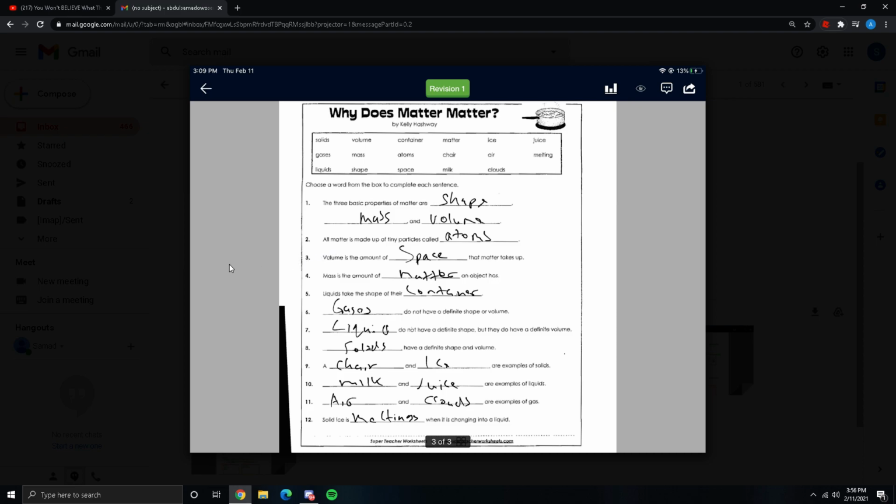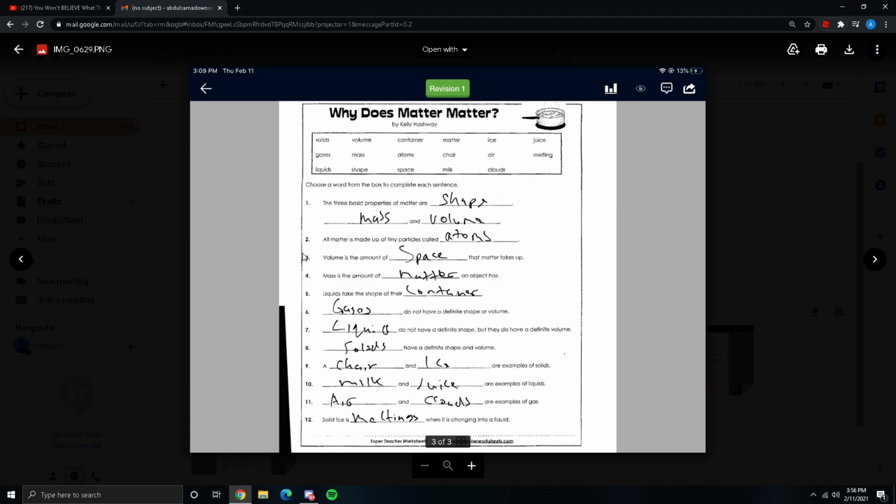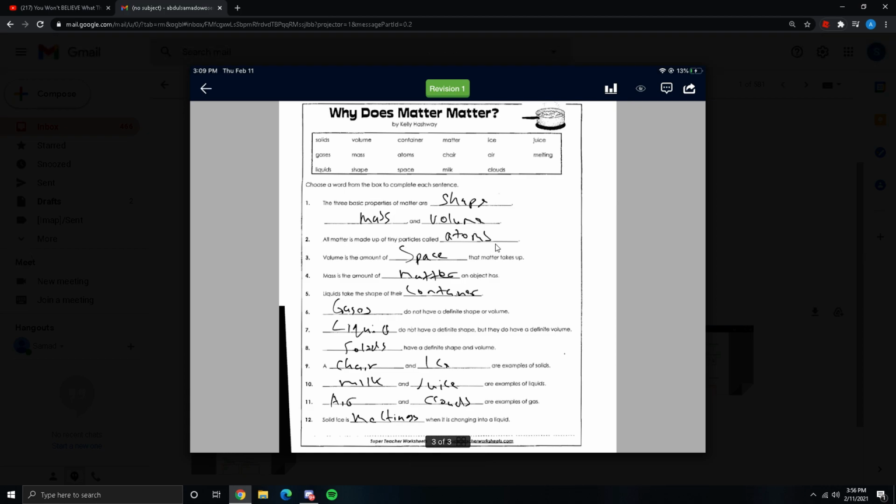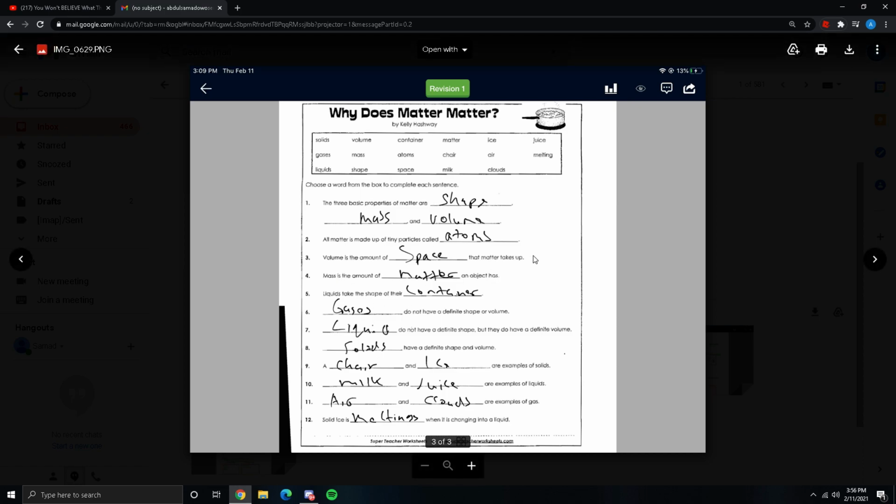This is also one of my first things I learned in January. The three basic properties of matter are shape, mass, and volume. All matter is made of tiny particles called atoms, and I'm going to get more into atoms later. Volume is the amount of space that matter takes up. Mass is the amount of matter an object has, and liquid takes the shape of its container. You get the point, it revolves around matter.